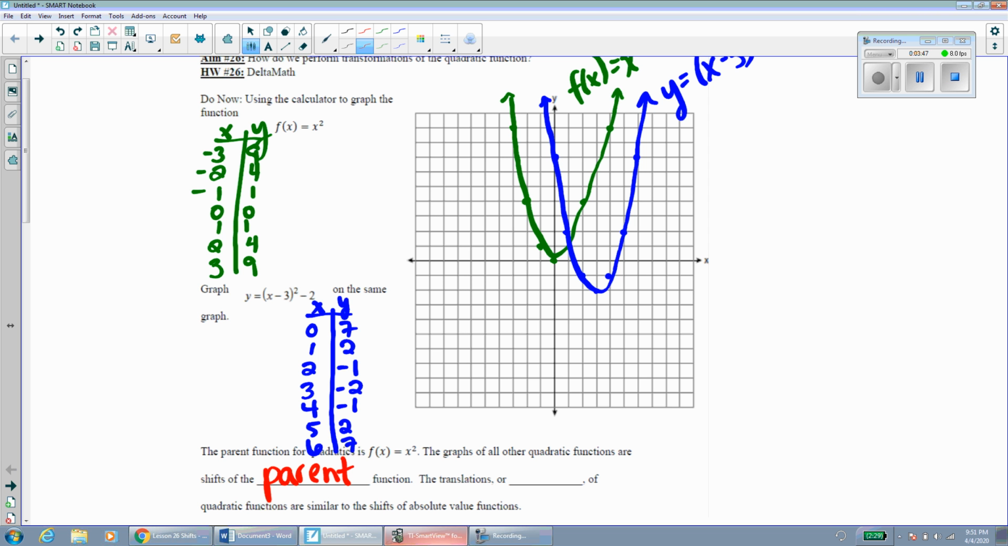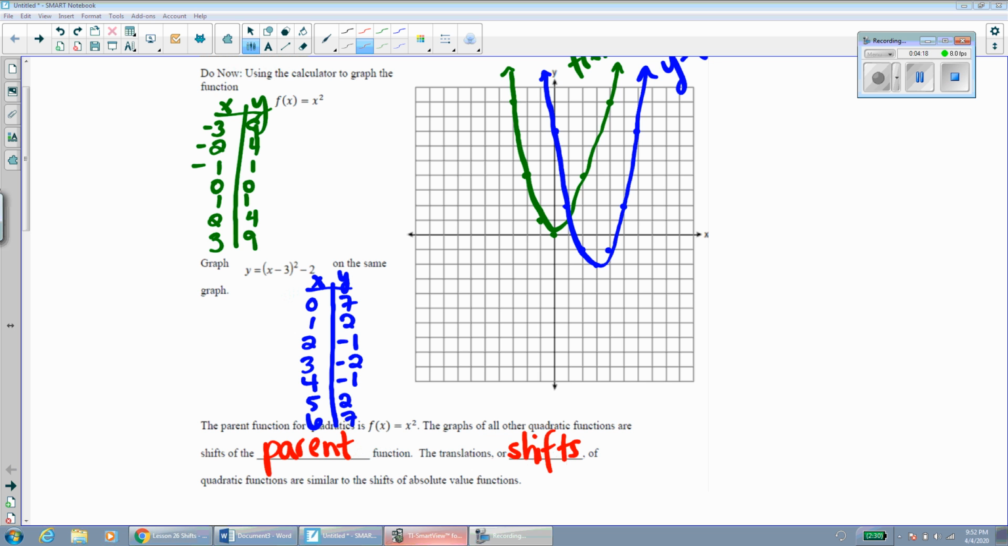So you can see here in green, it looks exactly the same as the blue, right? Except all I did with the green is I moved it over and I moved it down. And we'll talk about those rules in a second. And then the next portion says that the translations or shifts of quadratic functions are similar to the shifts of absolute value functions, which you should have already seen in Algebra 1.